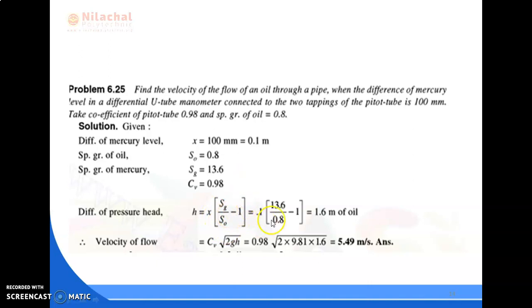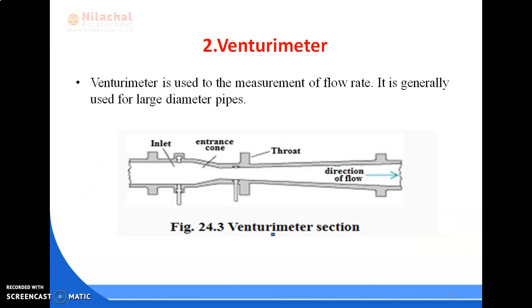All the values are given here. Finally, we found h equal to 1.6 meter of oil, and at last, after putting in all the values, we found the velocity of flow to be 5.49 meters per second. Similarly, you have to solve other problems.